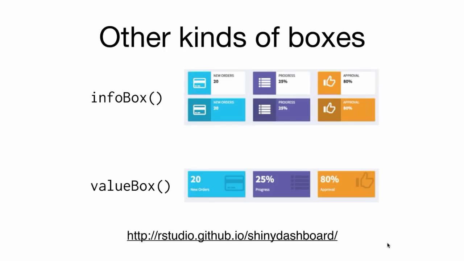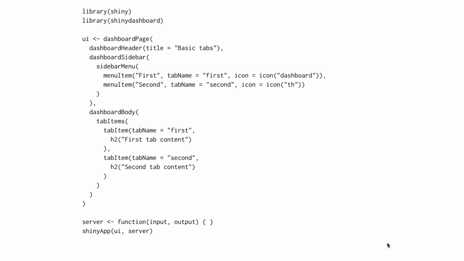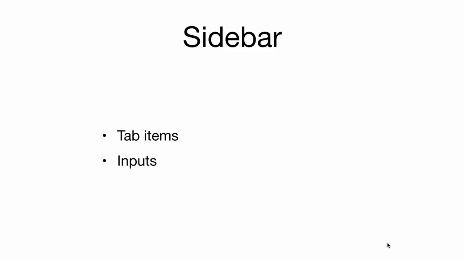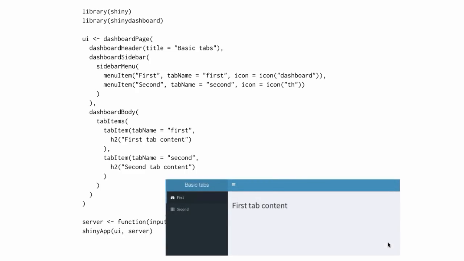Okay, so that's a really quick overview of putting stuff in the body. In the sidebar, there's generally 2 types of things we put in there. One is tab items, and the other one is inputs. So this is a lot of code, so just bear with me. The important parts, well, let me just show you what it looks like.